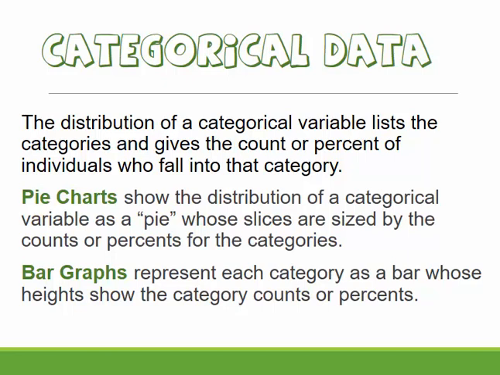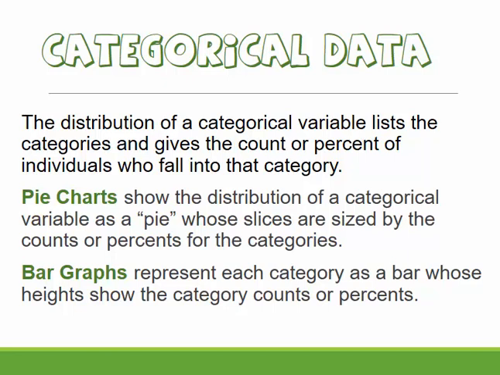So the distribution of a categorical variable lists the categories and gives either your counts or percents of individuals, or proportions, which is your percent as a decimal, that fall into that category. Okay? So when you do that, if they add up to 100%, you can make pie charts.